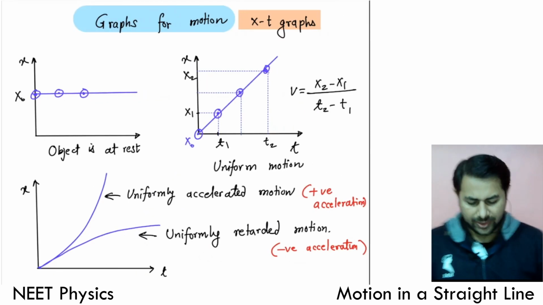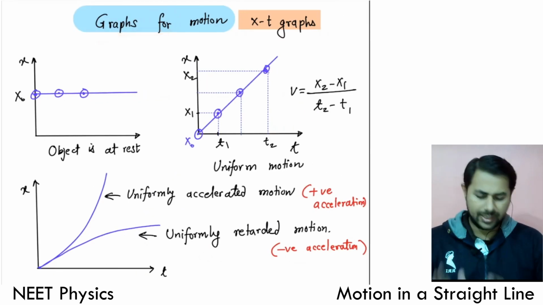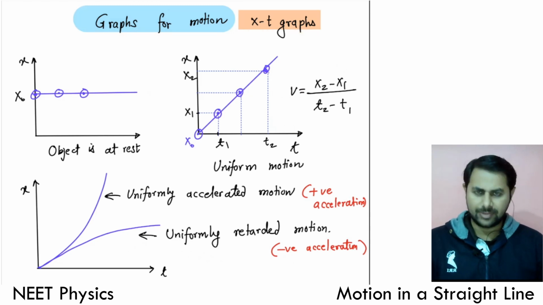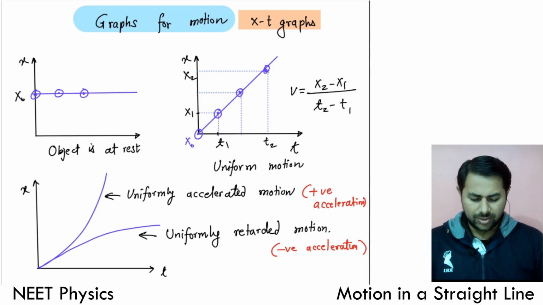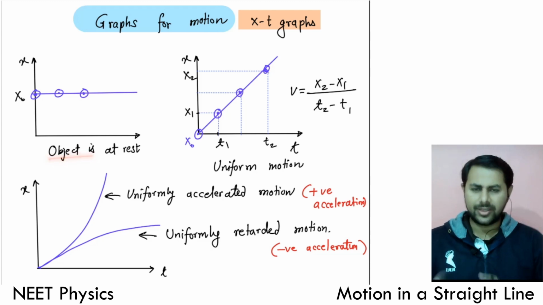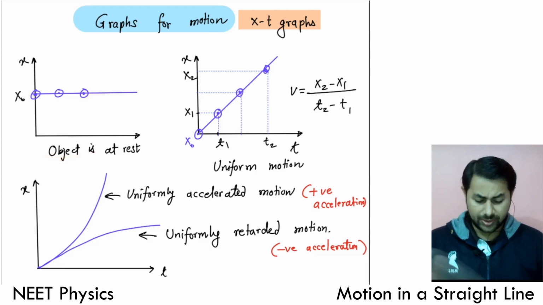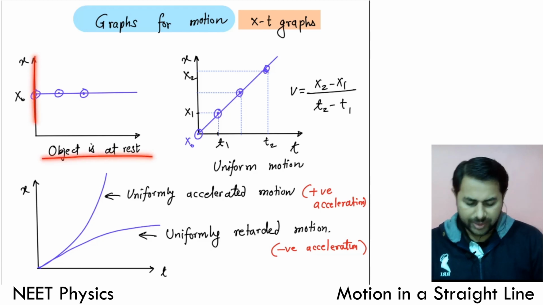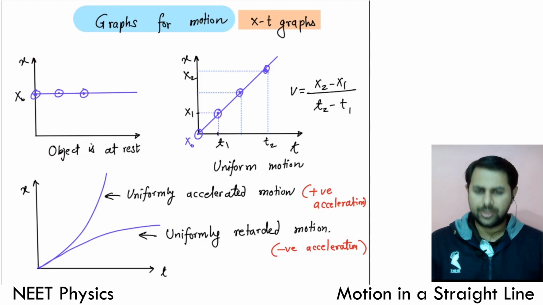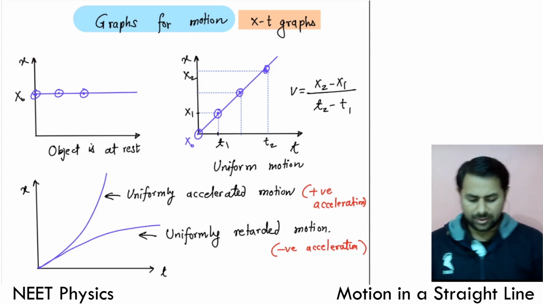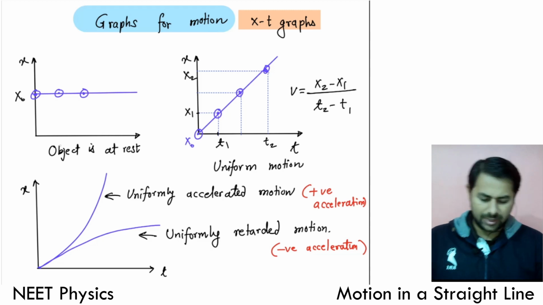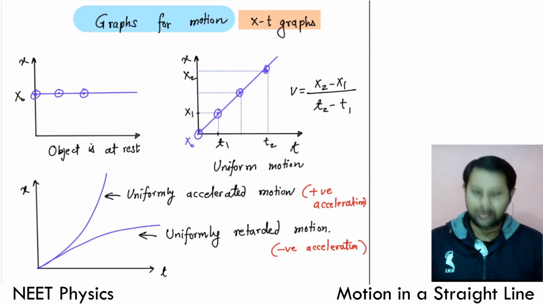Now we are studying graphs for motion. So the first type is x versus t graphs, that we started with. Now let's consider various cases for these x versus t graphs. Suppose the object is at rest. How will its position versus time graph look? It looks like this. It's a straight horizontal line, parallel to the time axis.